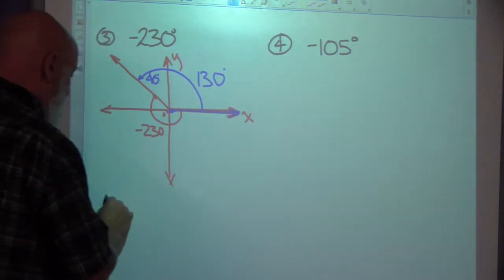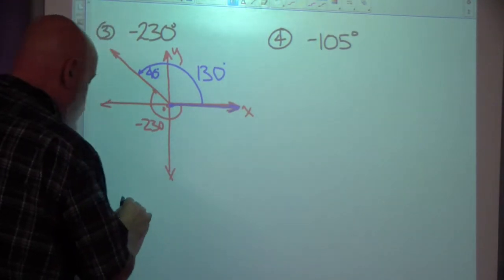And I would identify that. Coterminal angle, 130 degrees.